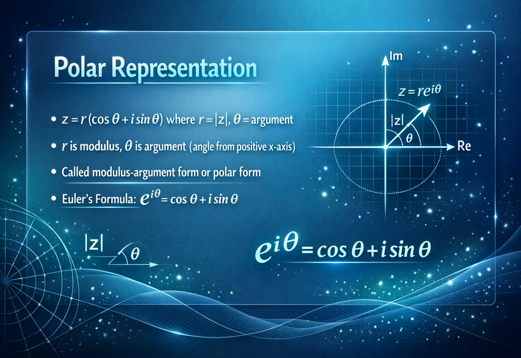Complex numbers can also be written in polar form. z equals r times cos theta plus i sin theta, where r is the modulus and theta is the argument, the angle from the positive x-axis. This is also called the modulus argument form. Euler's formula connects this to exponentials. e to the power i theta equals cos theta plus i sin theta.